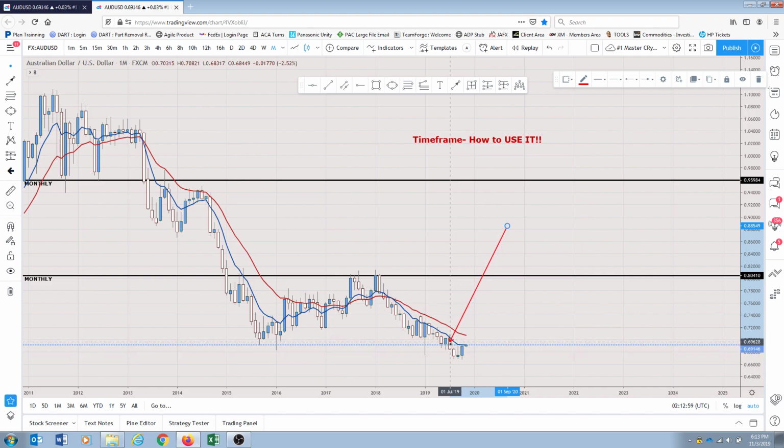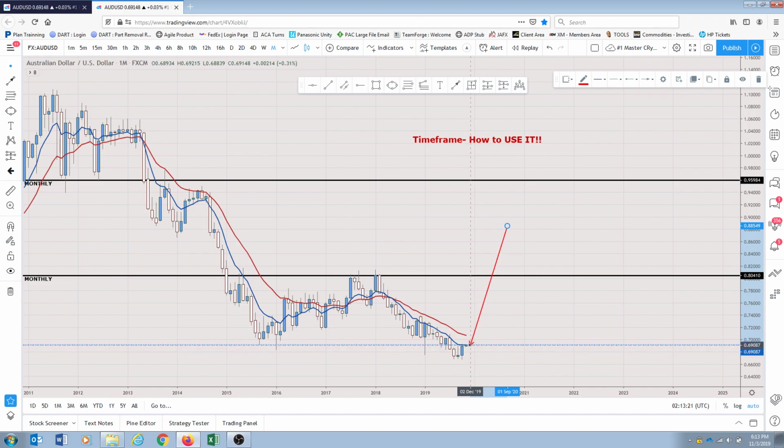We were going down, down, down, then we printed this little spinning top, and now we printed a bullish engulfing. So you want to make note that, okay, a bullish engulfing, the EMAs are showing us we're in a downtrend, but maybe the trend is about to change.